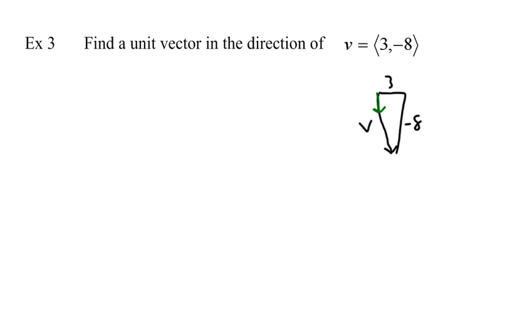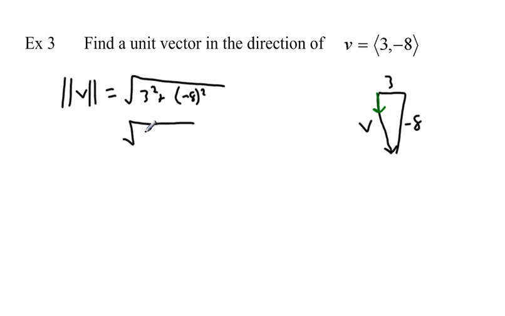Well, to find that, here's what we do. We need to find the length of v and divide each of these quantities by that length. So first thing we have to do, let's find the magnitude of vector v. And we can do that with the Pythagorean theorem. So the magnitude of vector v is the square root of 3 squared plus negative 8 squared. So the square root of 9 plus 64, which is the square root of 73.